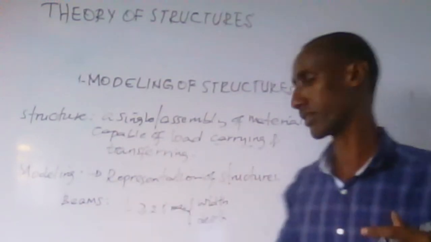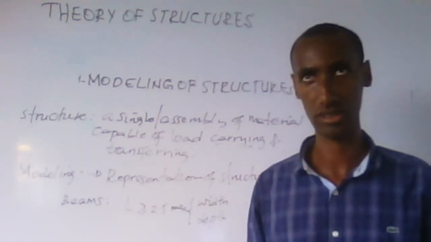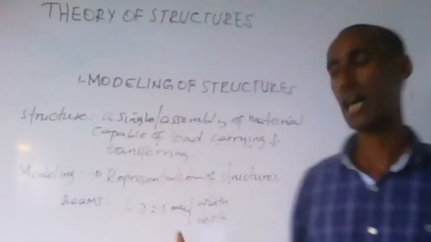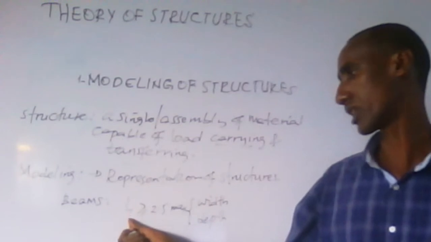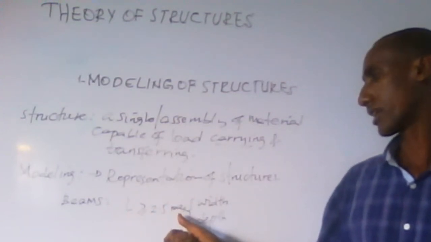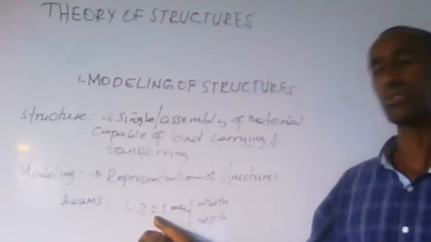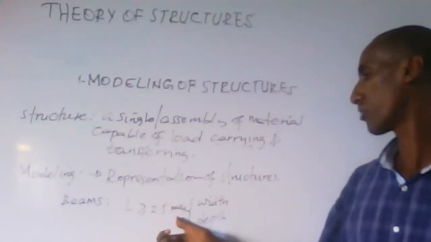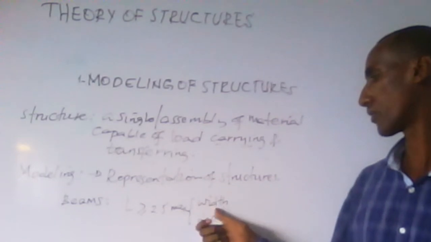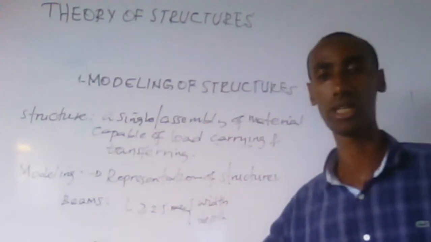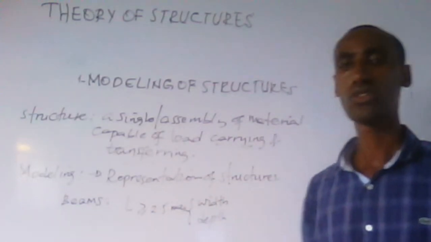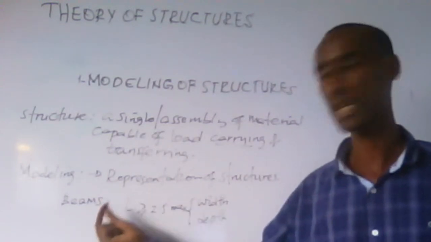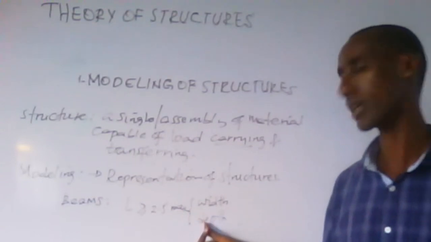So if a given horizontally aligned structure that is capable of load carrying and load transferring has a length greater than or equal to 2 or 2.5 times (different in different codes; let us take 2.5) the maximum of its width or depth, then we name it a beam. So by definition, a beam has a length, a width, and a depth.